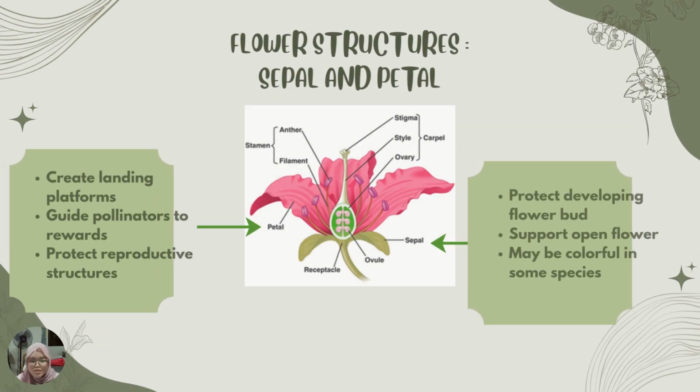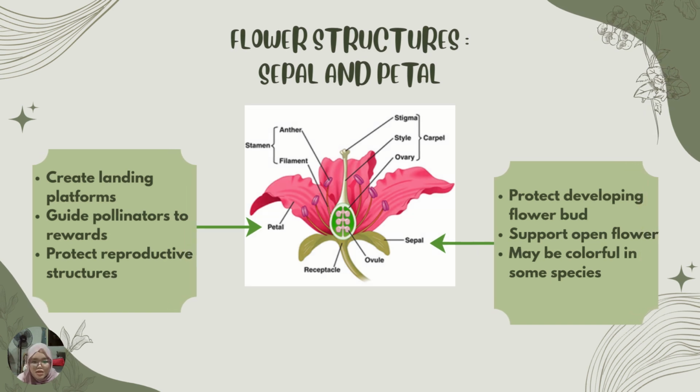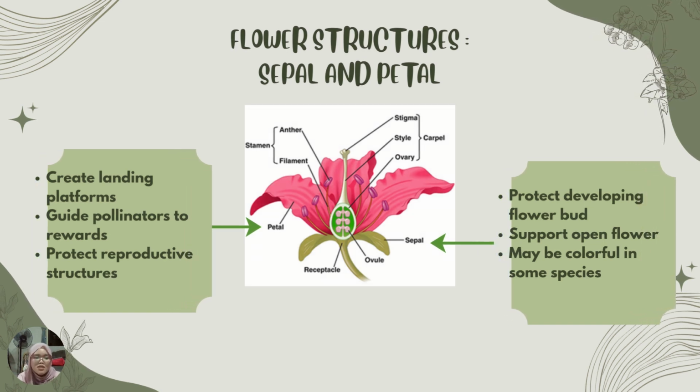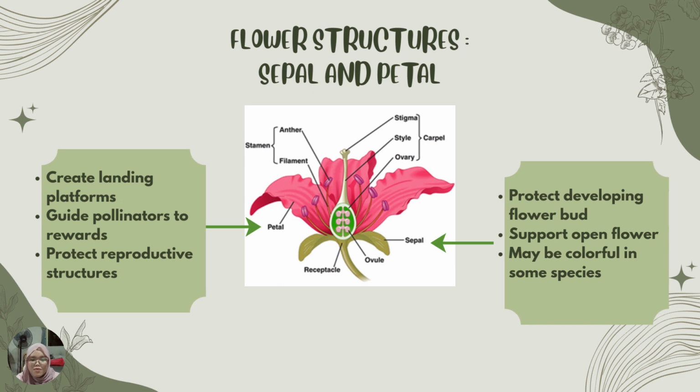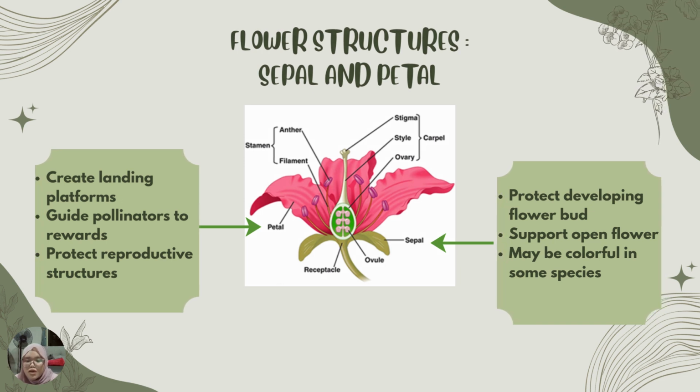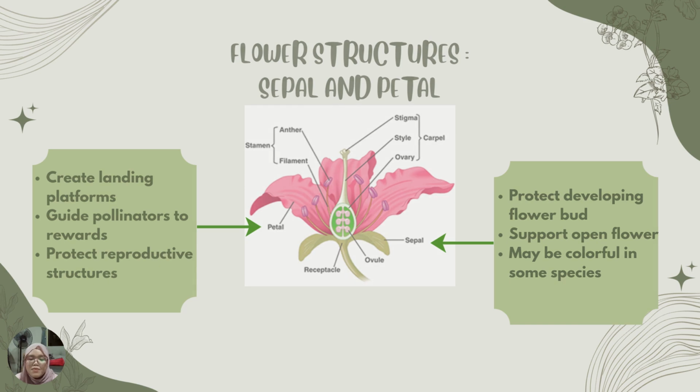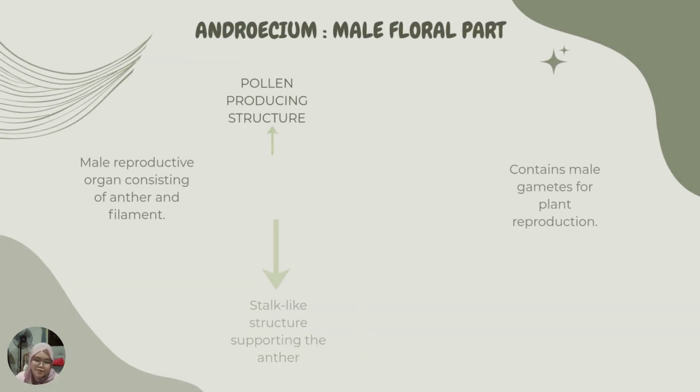Flower structures. Sepal and petal. Petals create landing platforms, guide pollinators to rewards, and protect reproductive structures. Sepals protect developing flower parts, support the open flower, and may be colorful in some species.